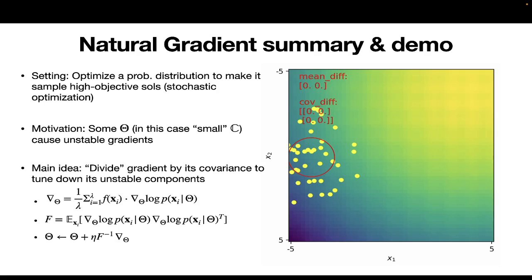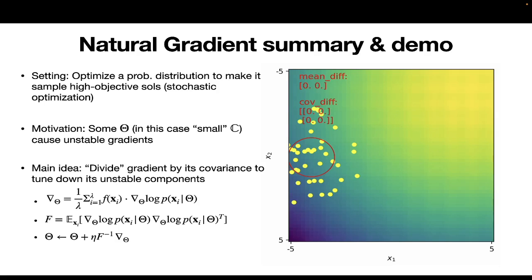And as a quick recap, natural gradient solves the stochastic optimization problem, where we're trying to update a distribution to make it more likely to sample high objective samples. And then we saw a simple first attempt algorithm which takes the gradient of the expectation of the objective function with respect to distribution parameters theta. Quite a tongue twister, I know. But anyway, then we observed that this gradient tended to be unstable when the covariance was small. And the way we addressed that was by, quote-unquote, dividing the gradient by its covariance such that it is tuned down when it is unstable.